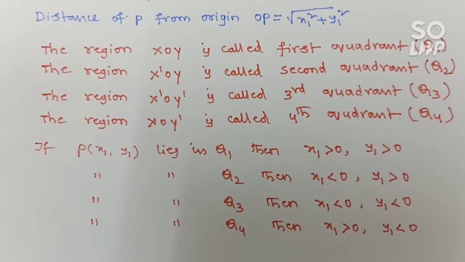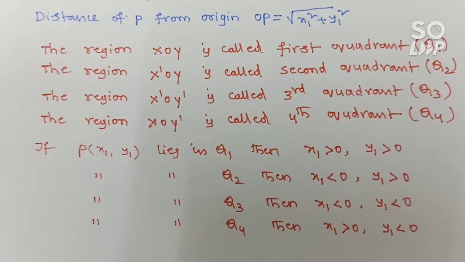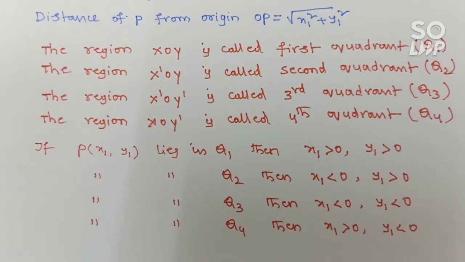So this is the sign of coordinates in different quadrants. But while you are measuring the distances from the coordinate axis, you have to take only the positive sign. So this is the introduction of the coordinate system.